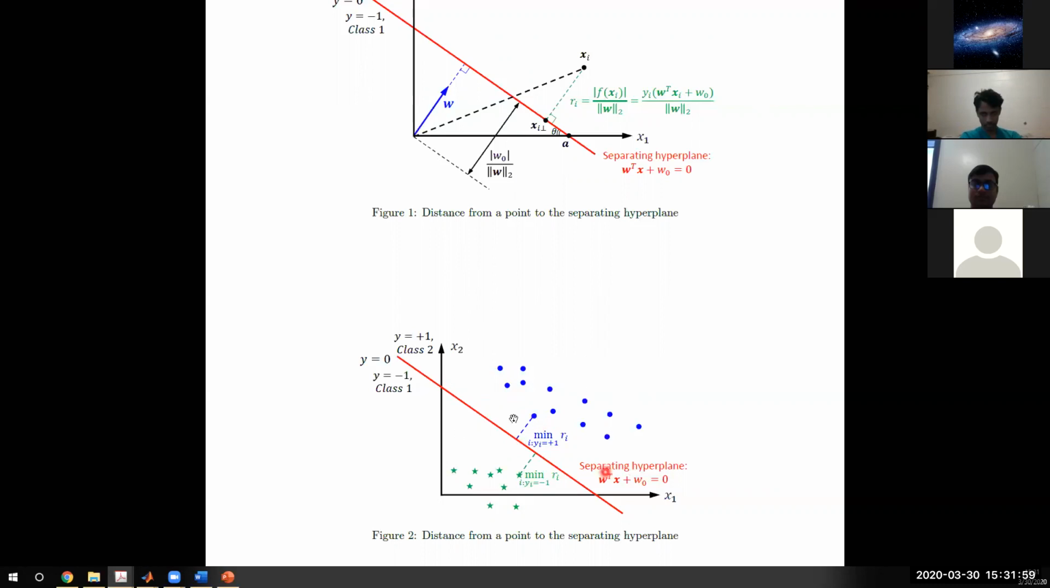For example, here in this case, the distance from the separating hyperplane to class 2 is this, and the distance from the separating hyperplane to class 1 is this. And I want to find a line which is going to maximize this distance. For example, I have many choices if I don't want it to be maximized.